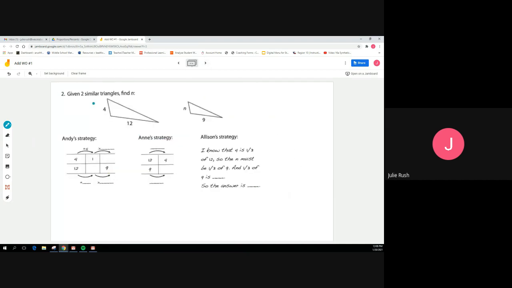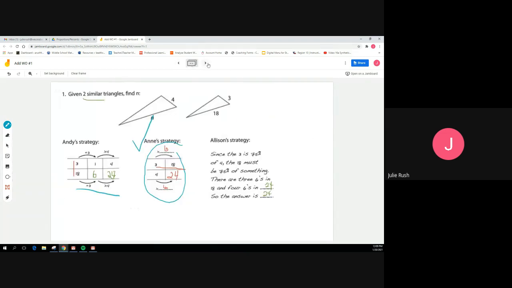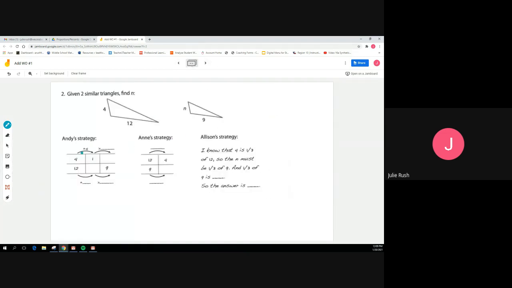Given 2 similar triangles, find N. Okay, so we have a ratio from 4 to 12 and then N to 9. 4 lines up with N, 12 lines up with 9. Does not make a difference if it's small, big, big, small, makes no difference to us, okay? Here, Andy lined up 4 and 12 on the same triangle together. So he has it lined up vertically.